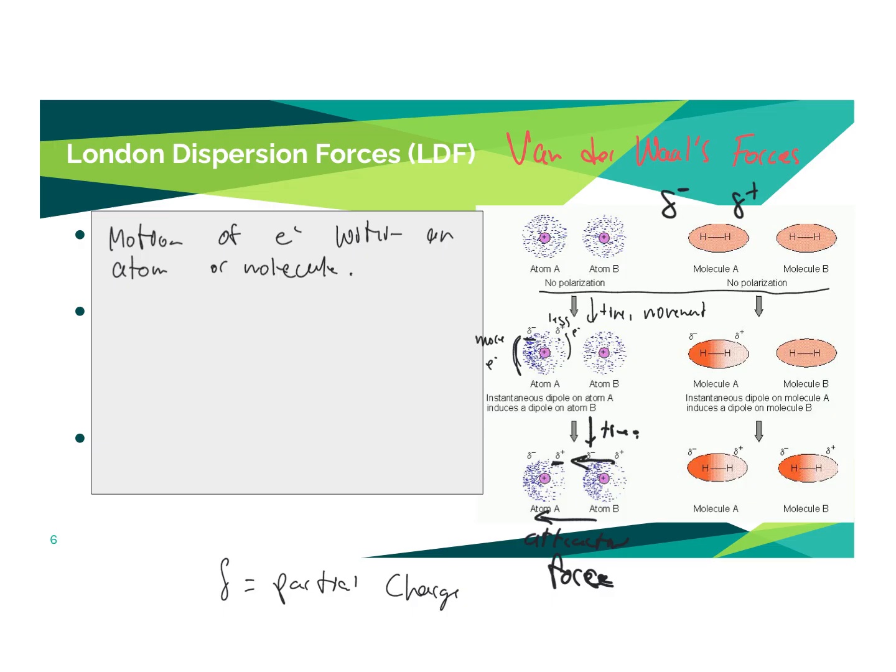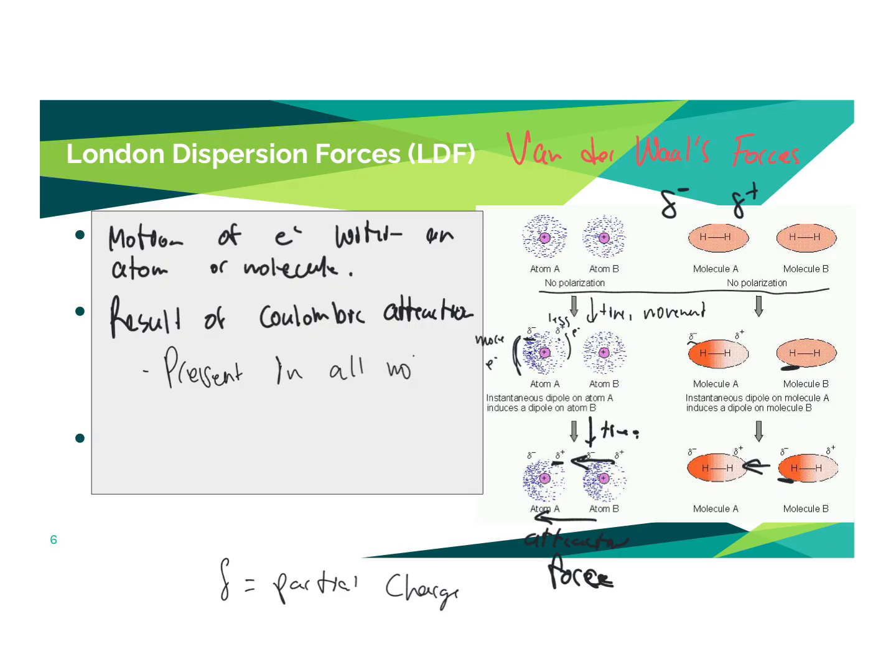If I have this molecule of H2, after some time, maybe one hydrogen has a few more electrons than the other hydrogen. It's a covalent bond. And then if you wait a little bit more time, the left hydrogen on molecule B will also have slightly more electrons and be attracted to the positive side of molecule A. And so this is the result of Coulombic attraction, meaning it follows Coulomb's law, and it's present in all molecules.